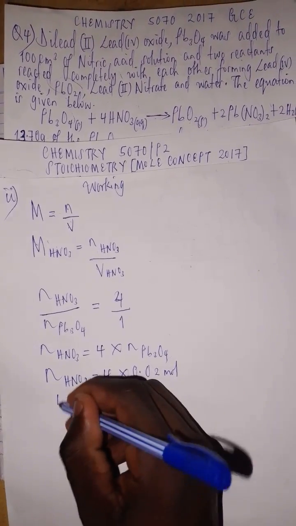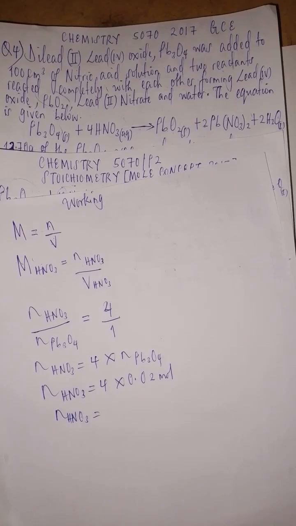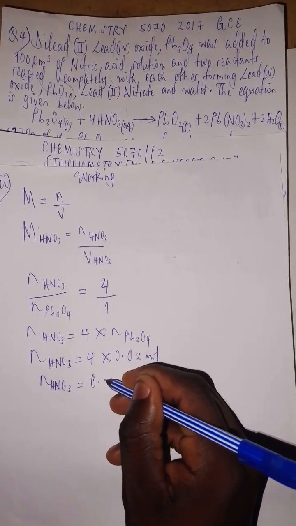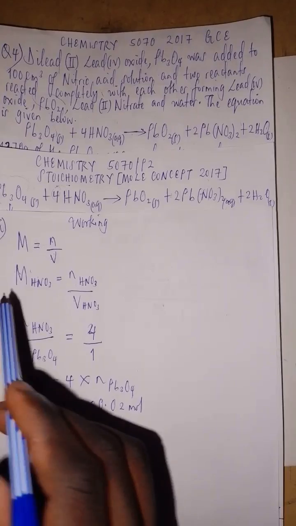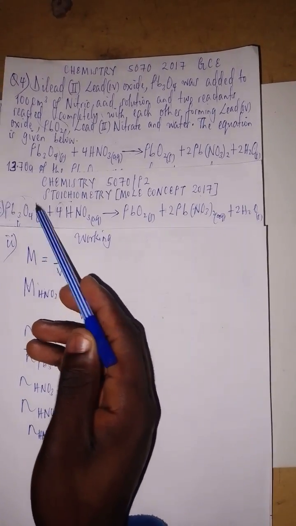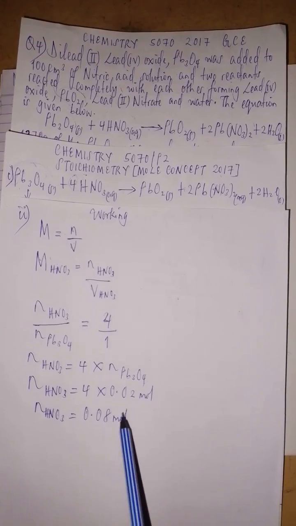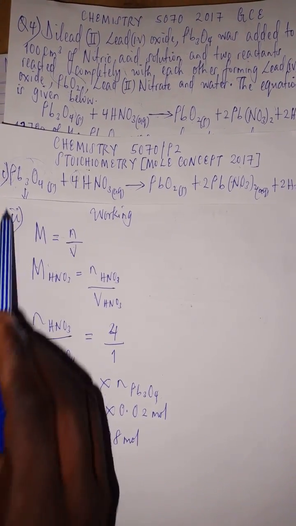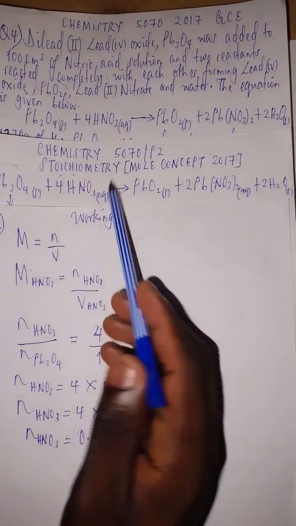So the number of moles now for nitric acid will be equal to 4 by 0.02, and that is giving 0.08 moles of nitric acid. So this implies that 1 mole of dilute lead 4 oxide was reacting with 4 moles of nitric acid. So we've now calculated the number of moles which reacted in this particular equation. There were 0.02 moles of dilute lead 4 oxide. So they reacted with 0.08 moles of nitric acid.